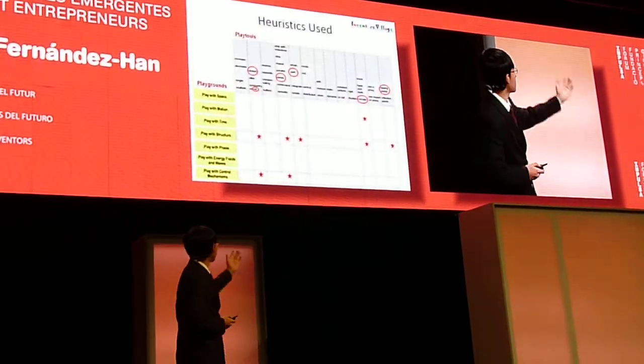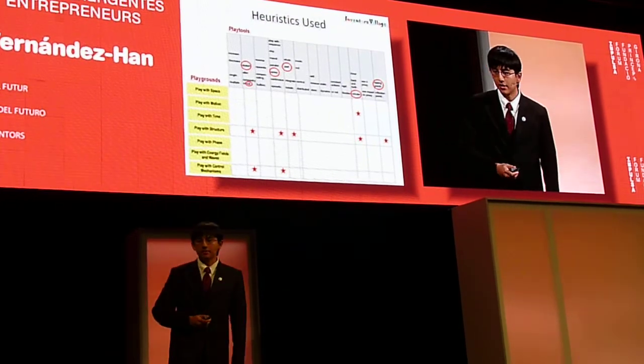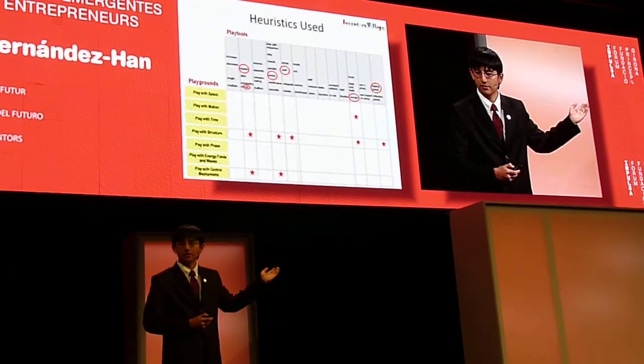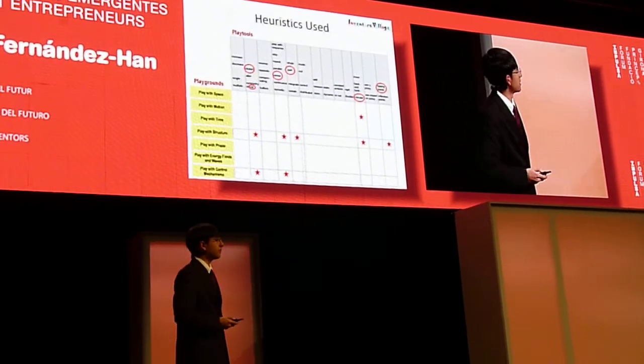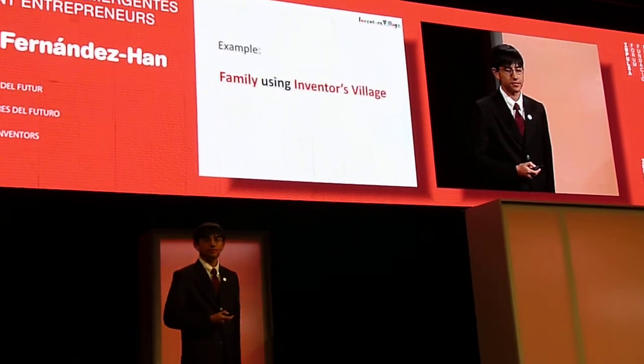Here are the heuristics that we used. You can see that we played with the structure. We distorted the structure. Also, we played with control mechanisms. We added a tipping point. These are the different things that we used in here, and it was very quick. I designed this in about 90 minutes.